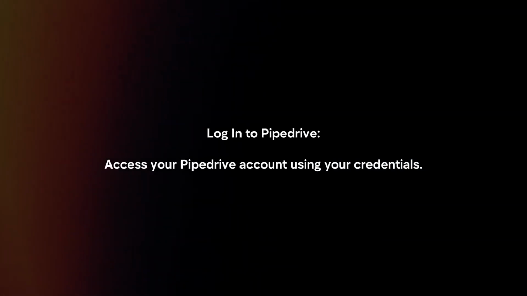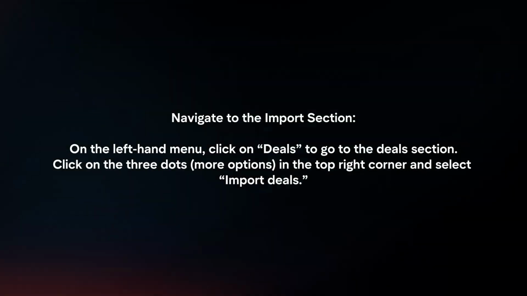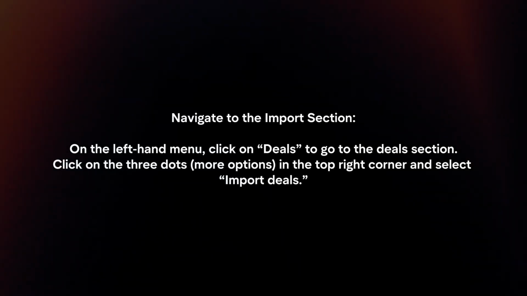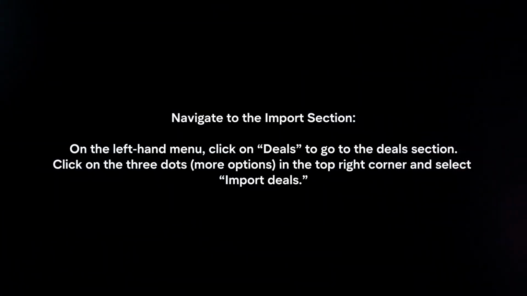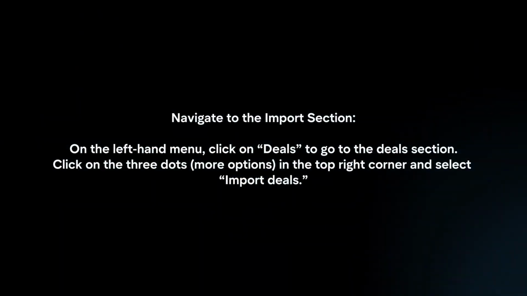Log into Pipedrive. Access your Pipedrive account using your credentials. Navigate to the Import section. On the left-hand menu, click on Deals to go to the Deals section. Click on the three dots in the top right corner and select Import Deals.